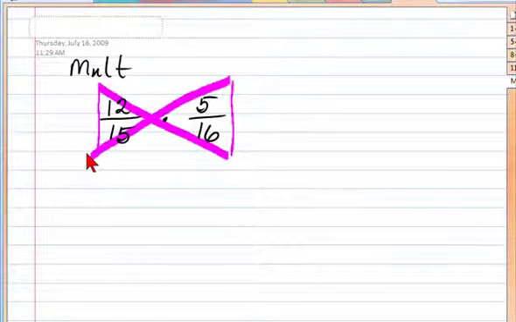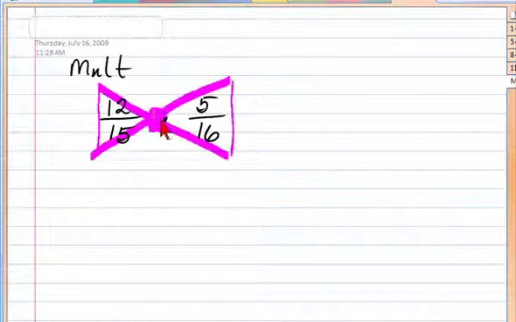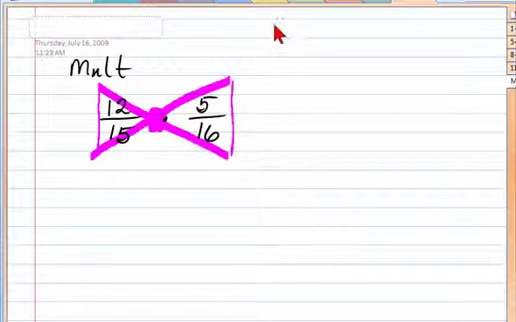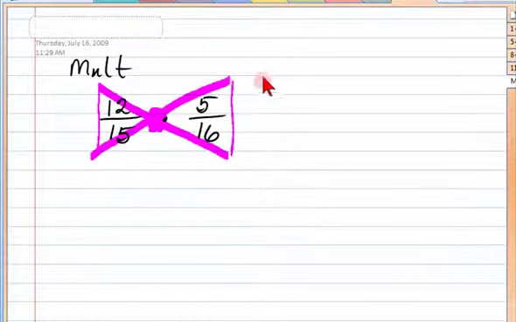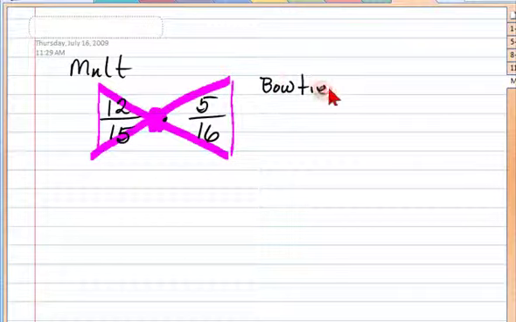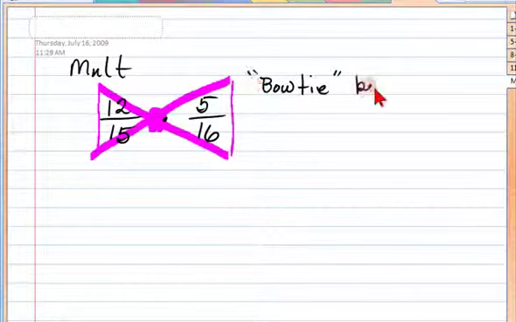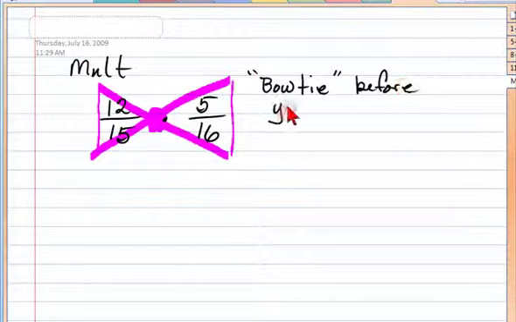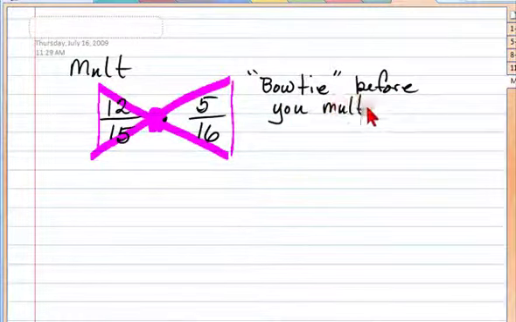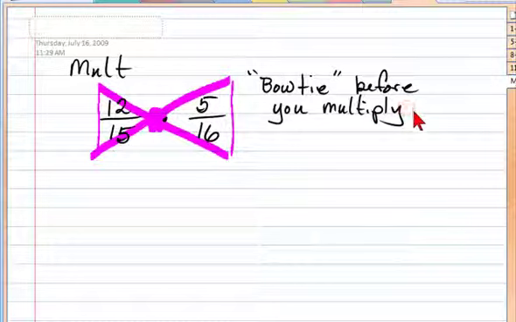And what did I end up drawing? A bow tie. Kind of missed the knot, but there we go. It's a little bit silly, but I'm going to say bow tie before you multiply. Yes, I rhymed. Bow tie before you multiply. Okay, you're probably way too mature for that silliness, but it will help you remember. You're going to look in all those directions to see if there's some reducing.